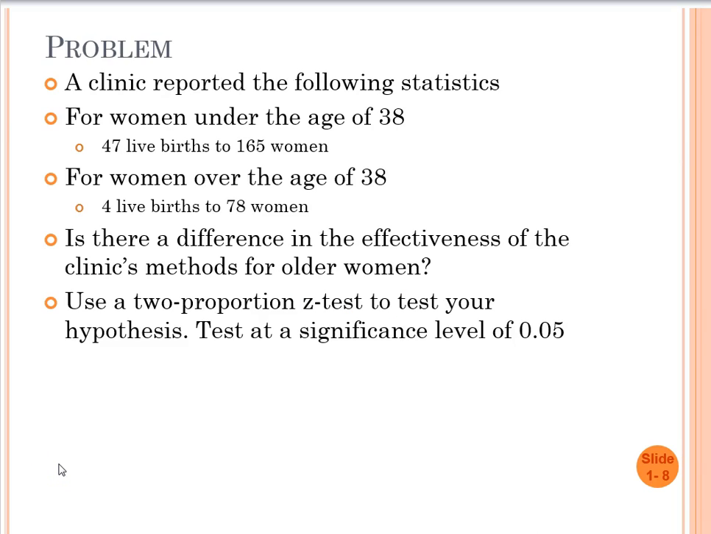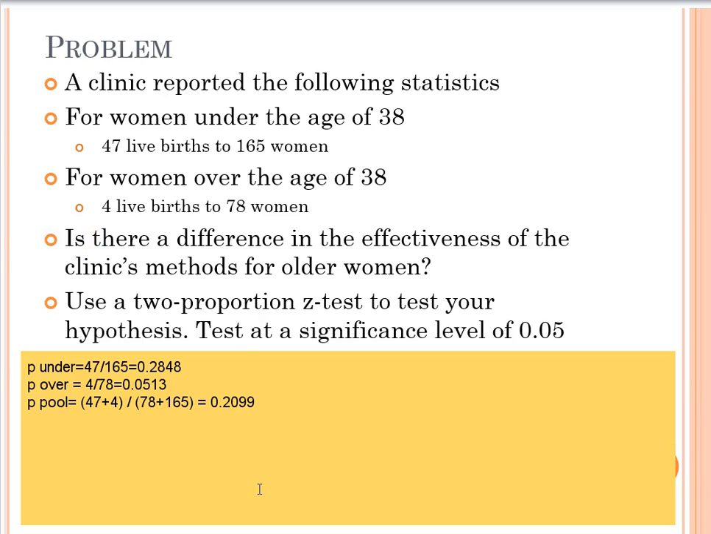So let me go over a problem so you can see how the mechanics of this work. Here we have a problem in which a clinic reports the following statistics for the number of live births for women over the age of 38 and under the age of 38. They've sampled more women under the age of 38 because it's more common for women under the age of 38 to have births and to be pregnant than it is for women over the age of 38. What we want to test is if there is an actual difference between these two groups of women in the rate of live births that they have.